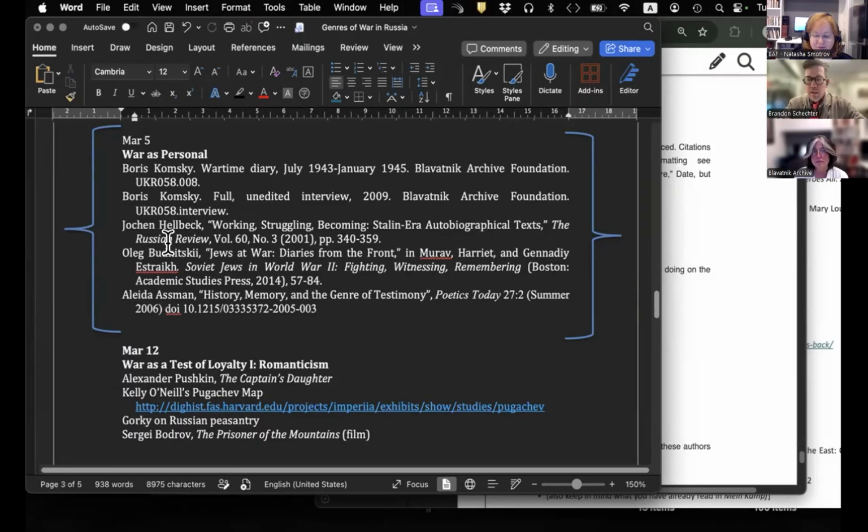And basically each week in this course, there was usually, this week's actually the exception, a work of fiction, a work of memoir, and some theoretical works. Here we have no fiction, just this person at various junctures in their life. The theoretical works that we used were Helbeck's famous first article on diaries and Soviet subjectivity, Budninsky's article on Jewish diary writers at the front, and Aleda Osman's article on testimony.